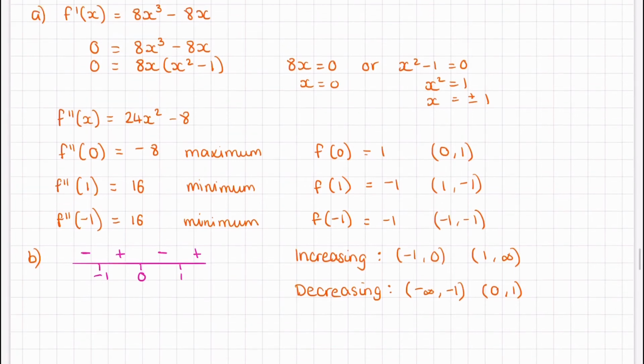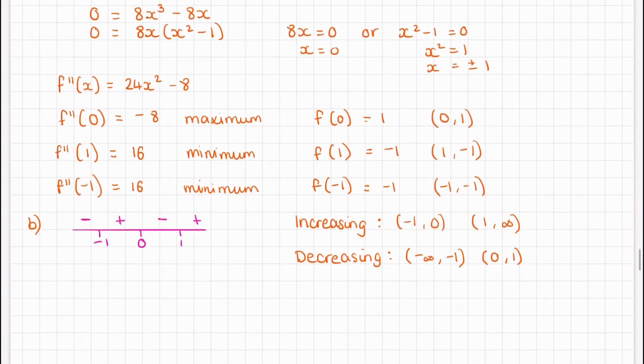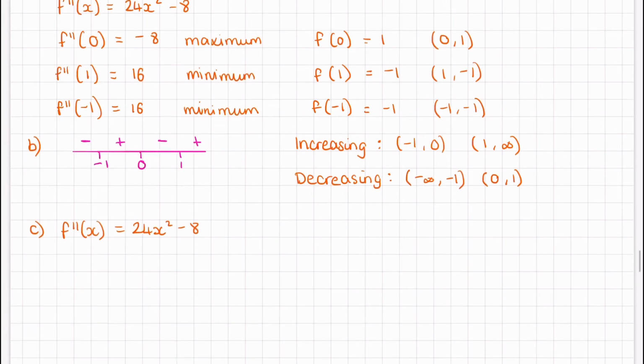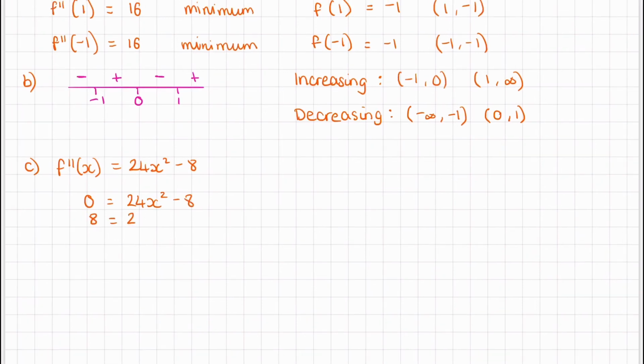Now part C, we are finding where it is concave up or down. For this we need our second derivative, which is 24x² - 8, and now to find where it's concave up and concave down, we need to make this equal 0 to find the inflection points. 8 equals 24x², a third equals x², so x will equal plus or minus 1/√3.